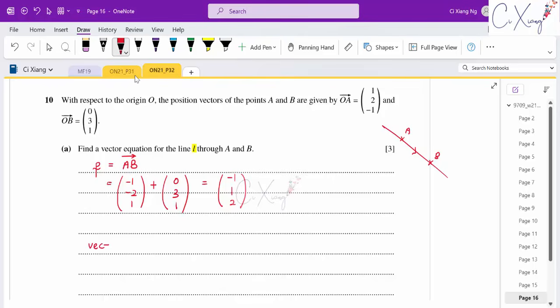Then we can further writing out the vector equation of line L. So we'll use the R. Okay, so R equals to passing point. Passing point can be either the point A or point B. So you can use the vector OA or OB here. Okay, so I'm using OA here. 1, 2, and -1. Then plus T. Then the direction of the line. So the direction of the line will be -1, 1, and also 2. Okay, so this will be our vector equation for the line L.